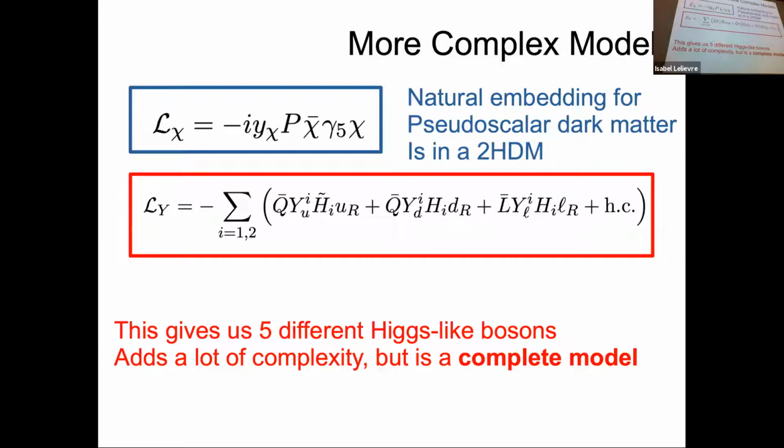Right? There's going to be a divergence of some sort. So if you want to be able to evolve this up to a high scale, you need to embed this into a complete renormalizable model, like the 2HDM. And there's 50 years of literature of new physics models that you can put these things into.